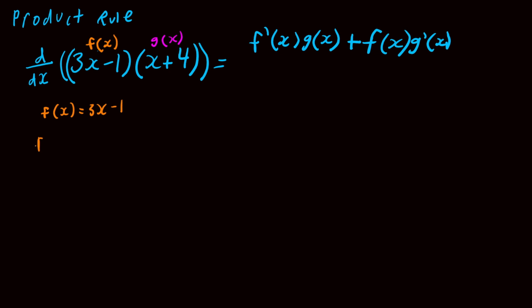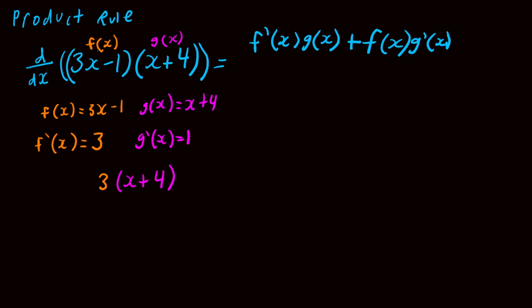So f prime of x is just the derivative of 3x minus 1, which is 3, using our power rule. And then g of x is x plus 4. Oh, this one's a little bit easier, right? So g prime of x is 1. Okay, now all I have to do is plug it back into my equation.